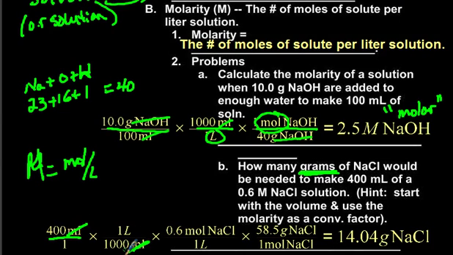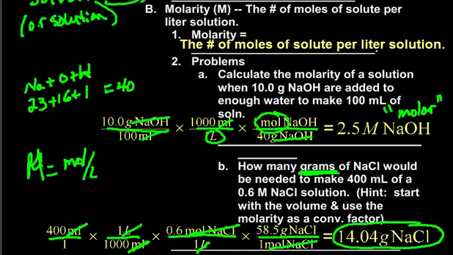400 milliliters divided by 1,000 milliliters per liter. And we're going to multiply that by 1 liter equaling 0.6 moles of NaCl. But we know that 1 mole of NaCl is 58 grams of NaCl. And so we multiply across the top, we divide by everything on the bottom, and we're going to get 14.04 grams of sodium chloride.